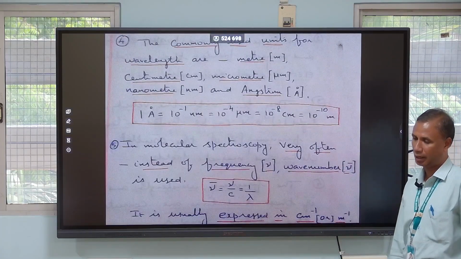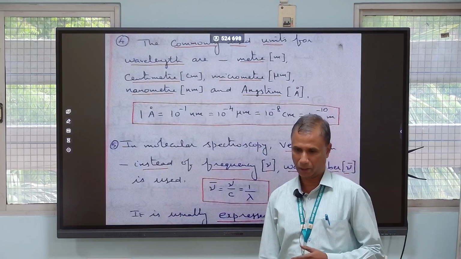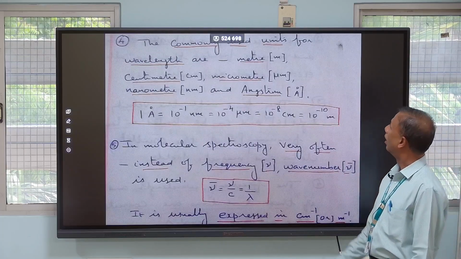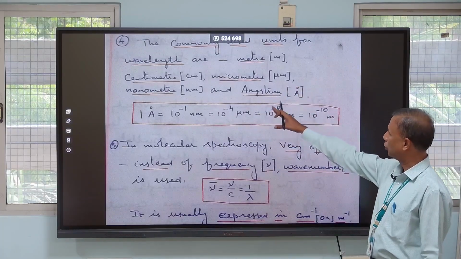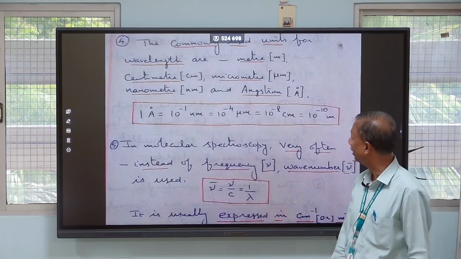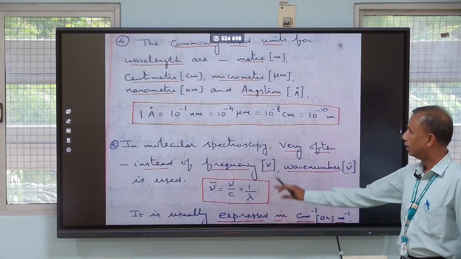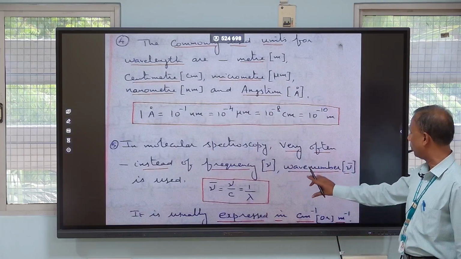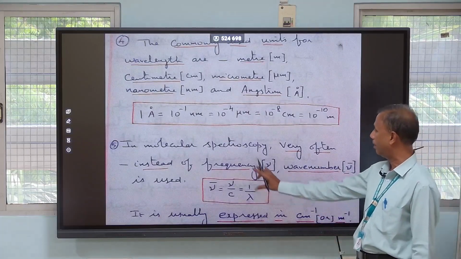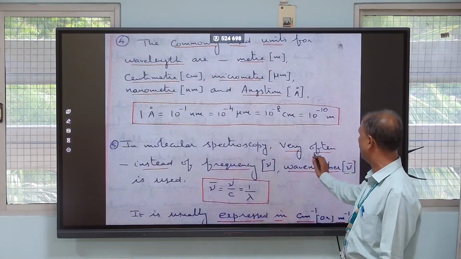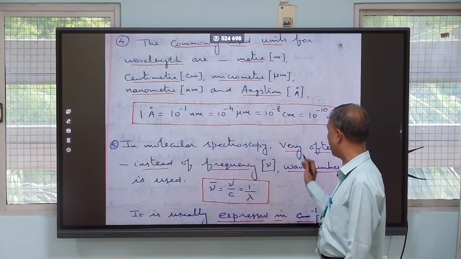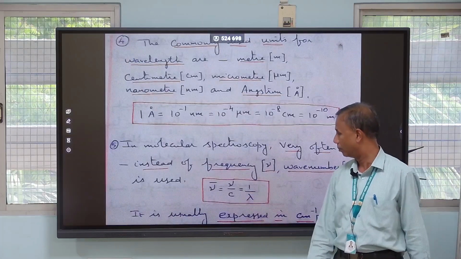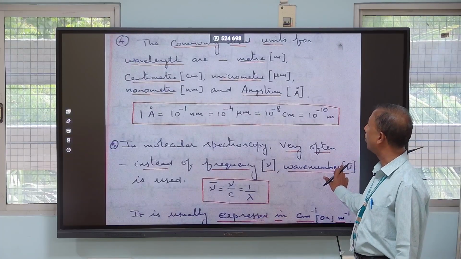One of the units actually used in spectroscopy, these are the basic units. The commonly used units for wavelength are meter, centimeter, micrometer, nanometer, and angstrom. Most probably in molecular spectroscopy we represent only in wave number. So that's why we change the previous equation. In molecular spectroscopy, very often instead of frequency we use wave number, ν bar, which is equal to ν by c, and it is nothing but 1 by λ. It is usually expressed in centimeter inverse or meter inverse.